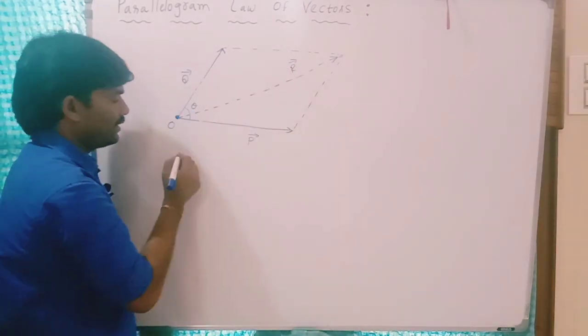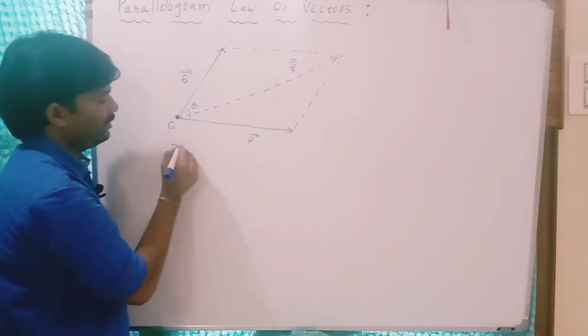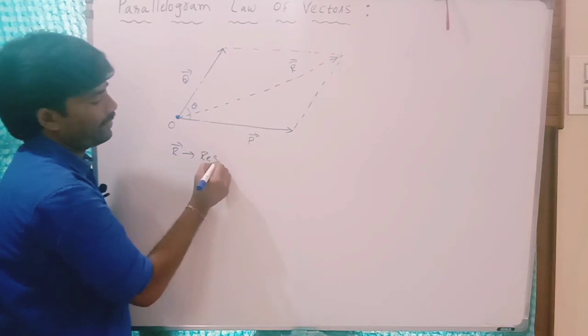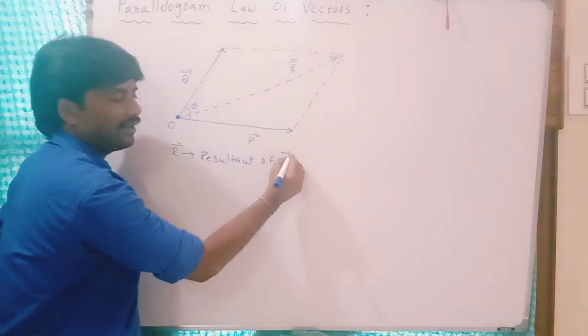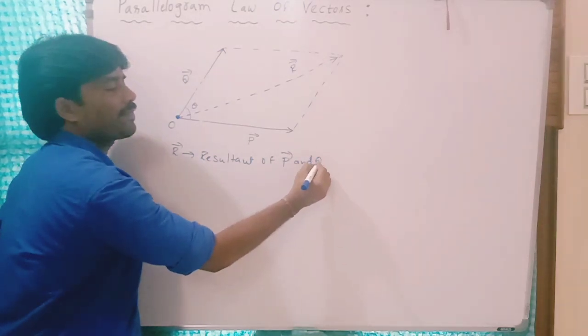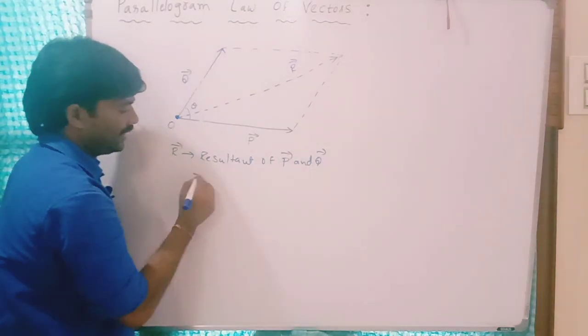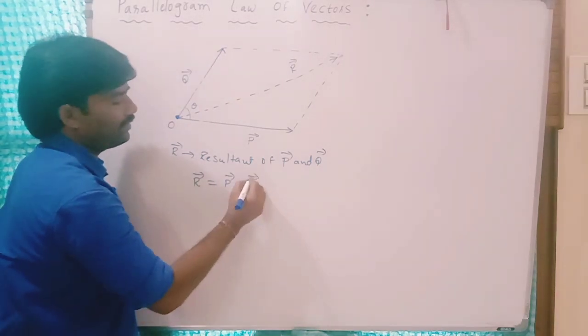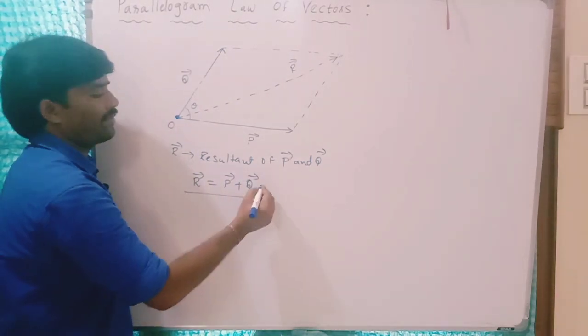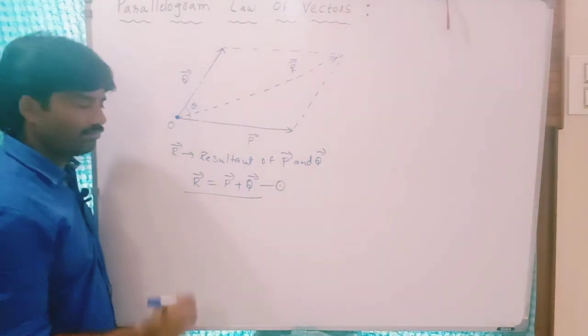You can write this resultant. R is what? Resultant of P bar and Q bar. You can write it as R bar equals P bar plus Q bar. Vector addition is called resultant. Equation 1. Clear?